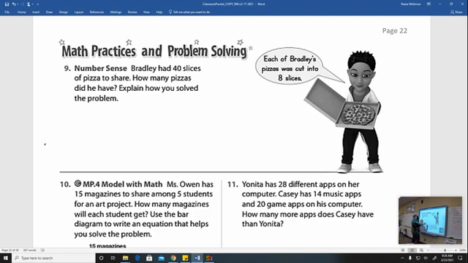Now, number 9 says, Bradley had 40 slices of pizza to share. Remember, underline, highlight, circle the important information. Usually numbers, right? And keywords. He wants to share the 40 slices of pizza. How many pizzas did he have? And then explain how he solved it in one complete sentence. Right? Gaps, capitalization, accuracy, punctuation, and spelling. Each of Bradley's pizzas was cut into 8 slices. Always look for the other information they're giving you on the page. Do not skip over these. They're telling you something. It's a text feature, just like in that close reading we just did.